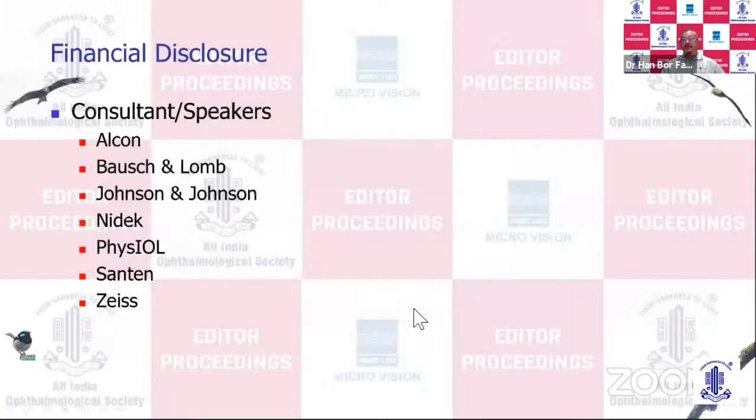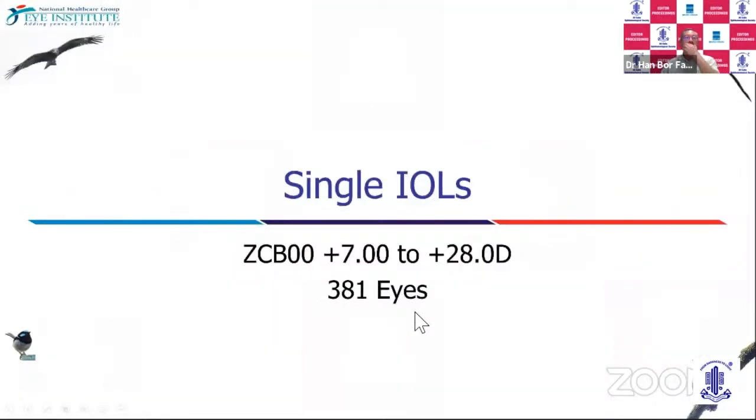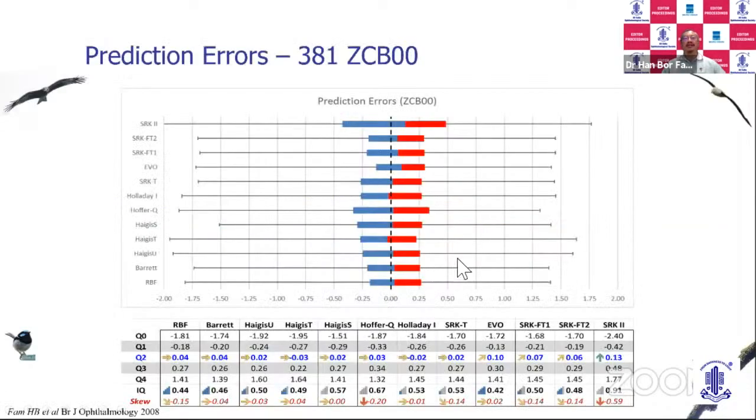This is my financial disclosure. Well, first we're going to look at a single IOL. These are mainly ZCB00. If you look at most of the publications, they are mainly on the Alcon platform. This is 381 eyes. This is a box plot.